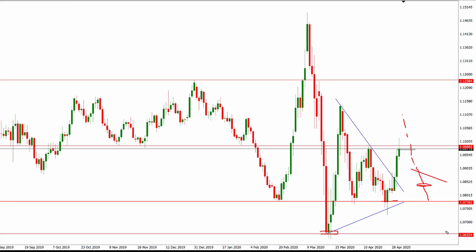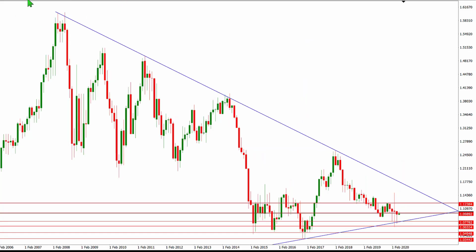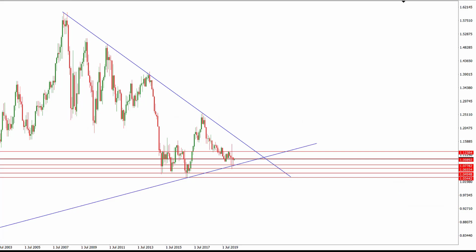The next swing low is 1.6554, which was the lowest low of this currency pair in the year 2020. And there is something I want to show you guys on the monthly chart. I'm going to zoom in on the monthly chart. What can you figure out?